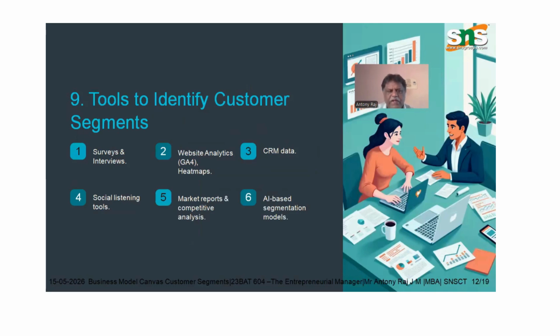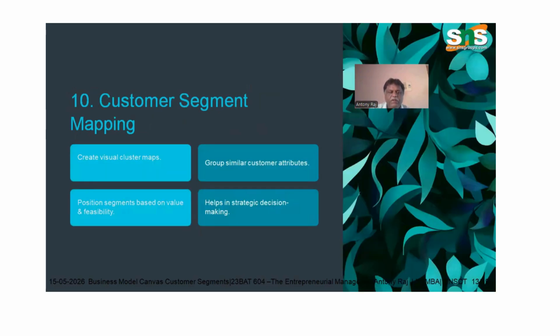Now, what are the tools we can use to identify the customer segments? Surveys and interviews, and then heat maps, website analytics, CRM data. Social engineering tools are very powerful today. And then externally, we use market reports and competitive analysis, and then AI-based segmentation models. Customer segment mapping is also very important once we have done the customer segmentation. We group similar customer attributes together, which is very critical in strategic decision making. And this also creates visual cluster maps based on value and feasibility.